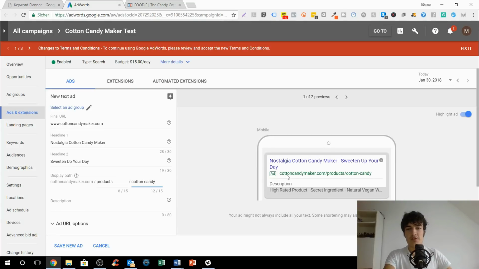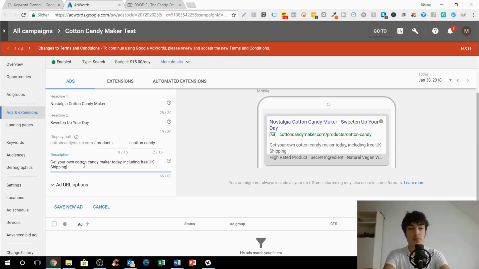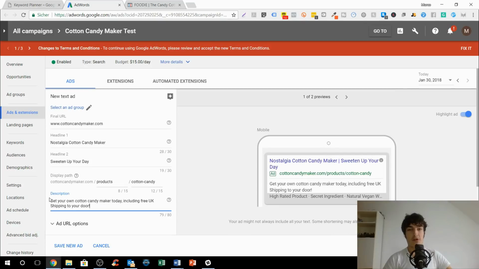Or if you have a page that is called cottoncandymaker.com, of course, then you can leave out the display path entirely, because it's 100% relevant already. In the description, you could mention things like this: Get your own cotton candy maker today, including free UK shipping to your door, or something like that, right? So you can talk a little bit more about the product. You could also mention some of the great features or benefits that the product has, and you should generally come up with quite a good copy so that people who look at this are enticed to actually click the ad and land on your website.